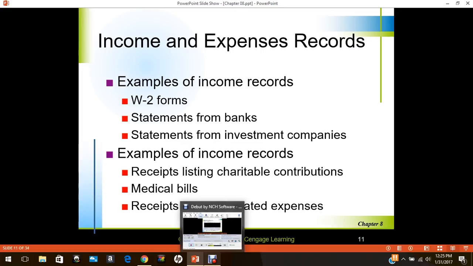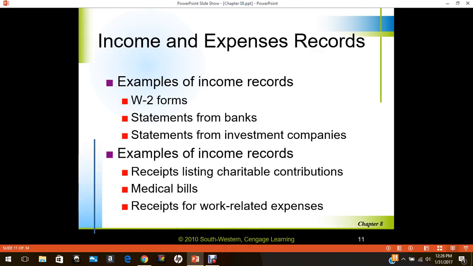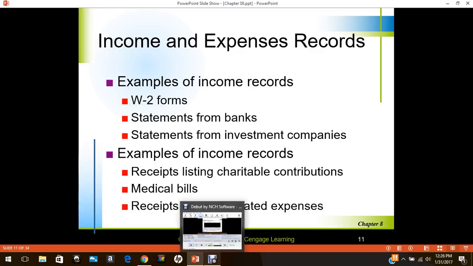Now, what you're going to notice is that when it's time to do your taxes, you want to make sure that you have this document, and it's also required in order for you to actually file your taxes. Now, statements from banks and also statements from investment companies are also going to allow you to see all sources of income that were generated.